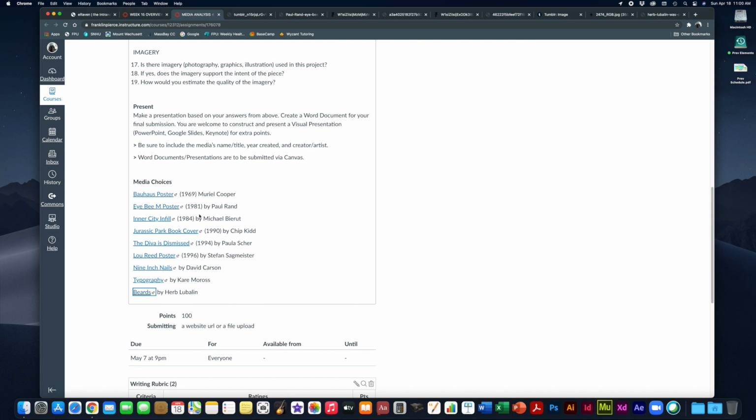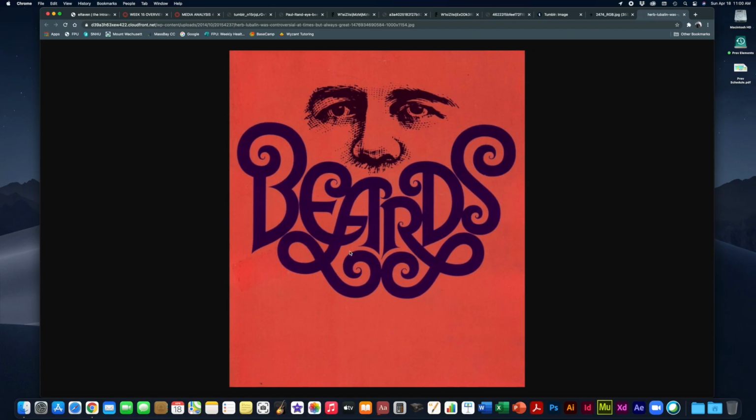Okay, lastly, we have a design called Beards by Herb Lubalin. Herb Lubalin is well known for morphing typography into illustrative effects. So, of course, this is called Beards. You can see the word Beards, and underneath this illustration of a person's face, you have it set as if it is that person's beard. So he does a lot of these sorts of things. So you can check out Herb Lubalin's work and possibly choose from that one.